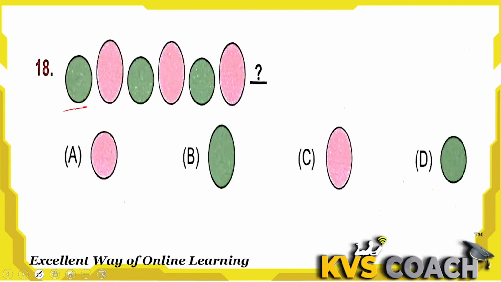Next is green circle, pink circle, green circle, pink circle, green circle, pink circle. So now the term is for a small green circle or a big green circle. Here green circles are small but pink circles are big. Here in both of them, which one is the smaller circle? D is the smaller circle. And here green is the smaller circle but pink is the bigger circle. So what will we do? We will take the smaller green circle, not the bigger one. So here number 18 is D, the right answer.